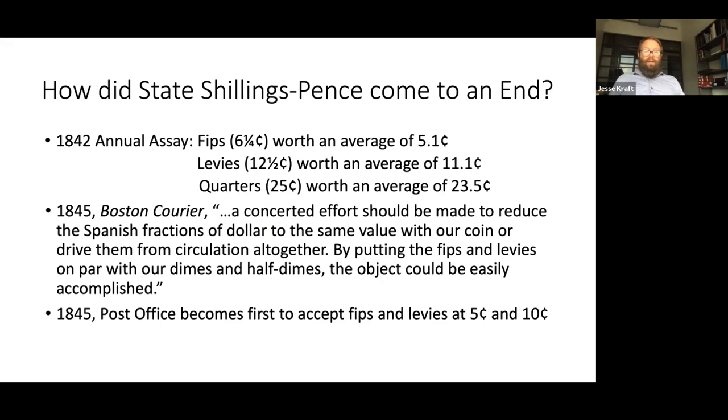In 1845, the Boston Courier suggested that a concerted effort should be made to reduce the Spanish fractions of a dollar to the same value with our coin or drive them from circulation altogether. By putting the fips and levies on par with our dimes and half dimes, the object could be easily accomplished. In the same year, the post office became one of the first entities to begin to accept fips and levies at the rate of 5 cents and 10 cents, which began to put them at par with our national decimal system.